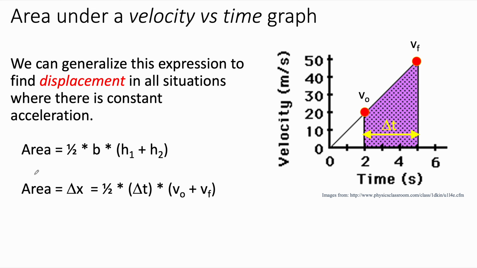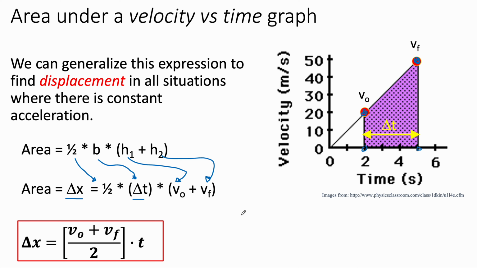We can write this. We know the area is equal to the displacement, delta x. So 1/2. The base is just the change in time. In this case, 5 minus 2, which would have been 3 seconds, but in general, just delta t. Our first height is the original velocity, v sub o. And our final height is the final height of this thing right here, which is v final. And so we've got this, and so we can come up with a general equation. I don't want you to be able to do this, but I just want to show you. If you rearrange that equation, you get this one.